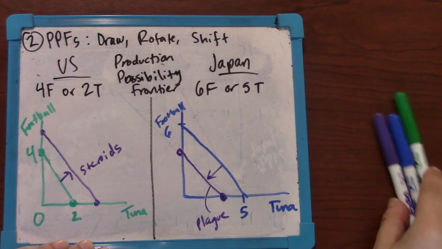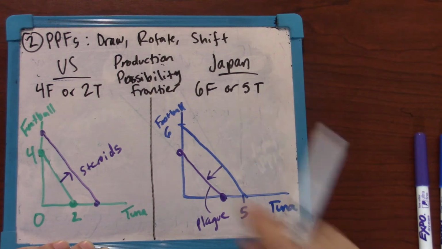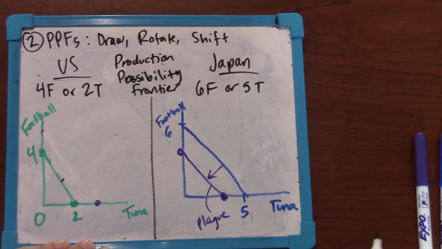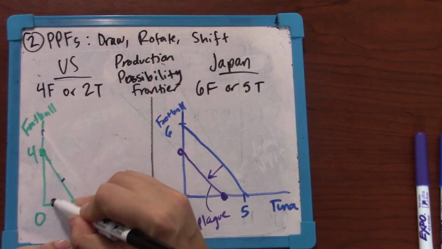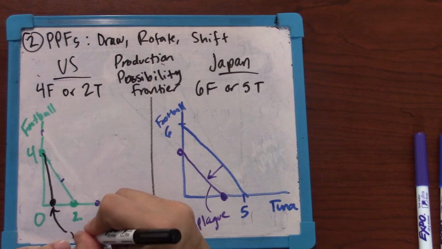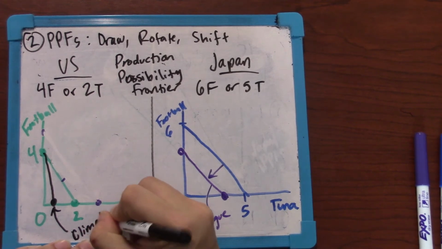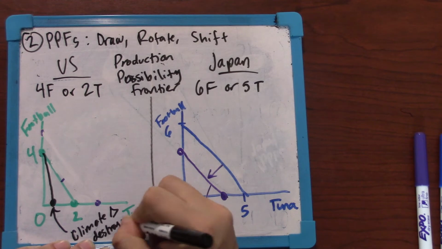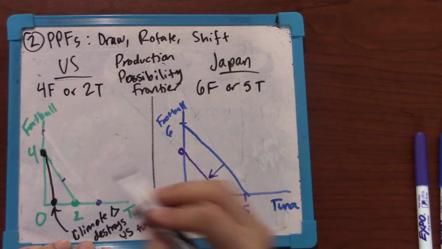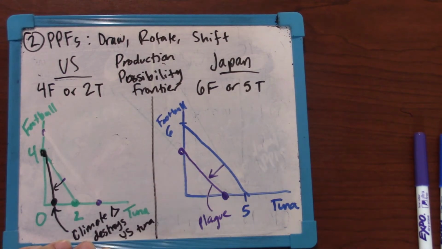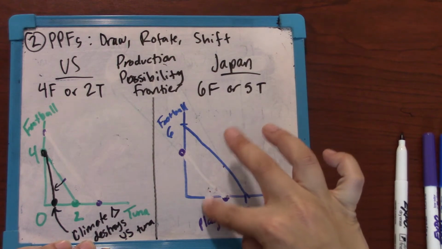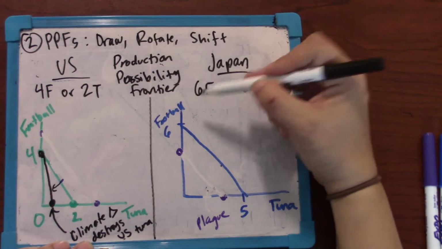There's also another possibility, which is that the PPF rotates. So let's say instead of US workers doing steroids, instead climate change in the US makes tuna populations almost disappear. So there's just not very much tuna available to be fished for. This would be the impact of climate change destroying tuna, only in the US. It would rotate the PPF. It doesn't affect how much football they can produce, but it changes the maximum amount of tuna possible, so it's a rotation.